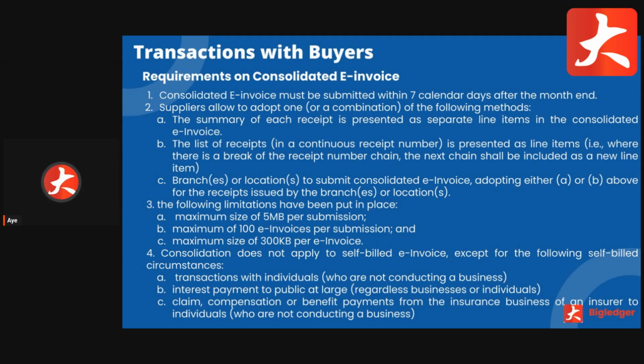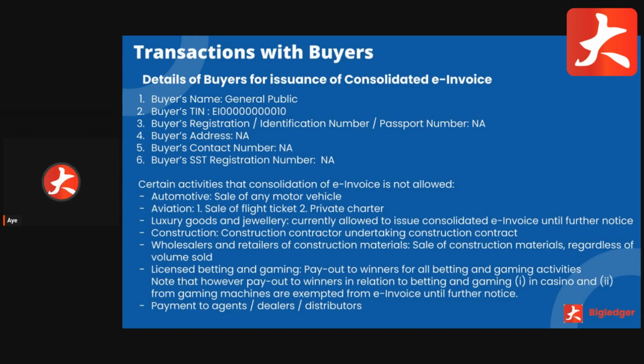Okay, the number 4. So these are the details of the buyer for issuance of consolidated e-invoice. For the buyer's name, you need to put General Public. For the buyer's TIN, this is the number that you need to use, which will start with EI and end with 10. The third one is for the business registration number or identification number or passport number, you need to put NA. Then for the address, contact number, and SST number, everything you need to put NA, which is not applicable.